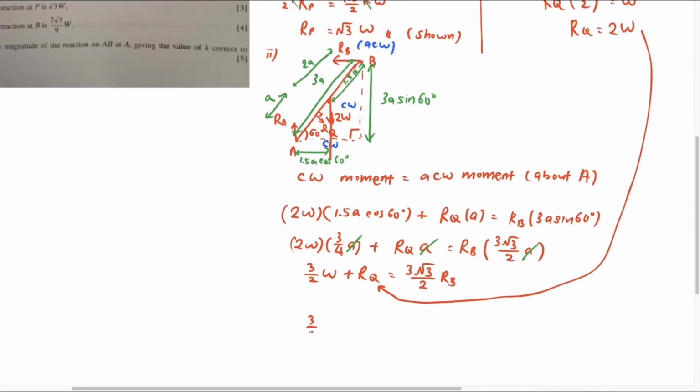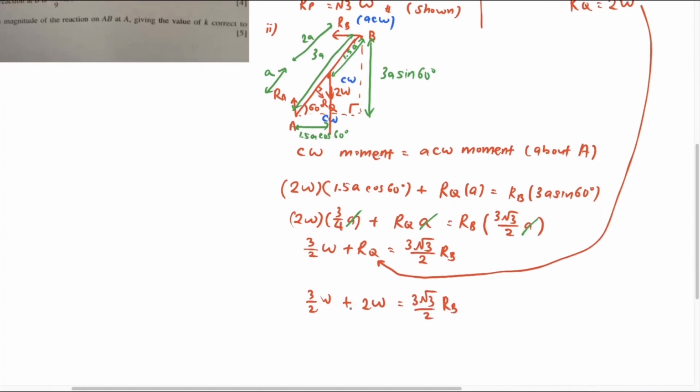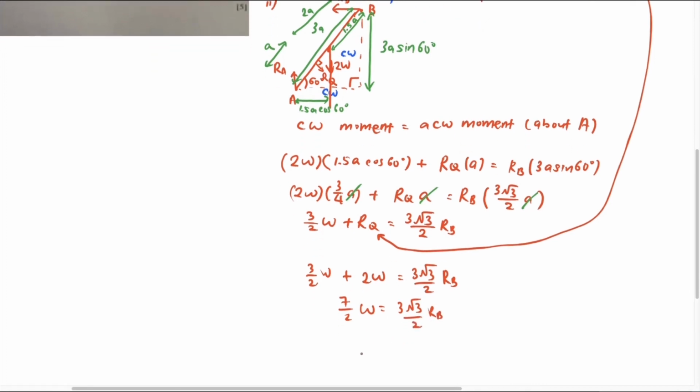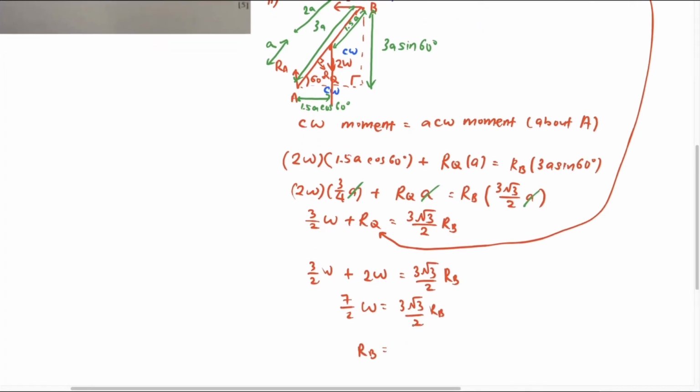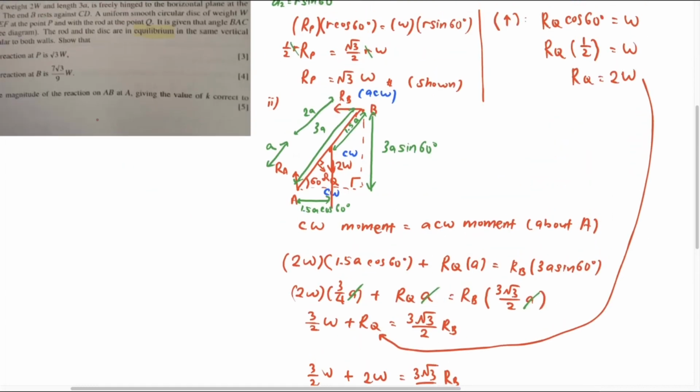So I have 3/2 W plus 2W, 3/2 RB. Then I add this up, 7/2 W, 3/2 RB. So I want RB in terms of W, so I just move around, cut away the 2. Then I have 7/3 W. So what we need to show is this.